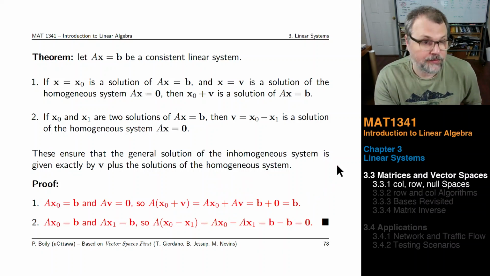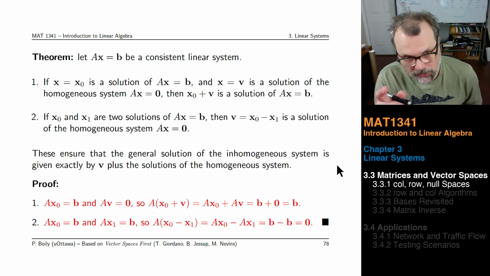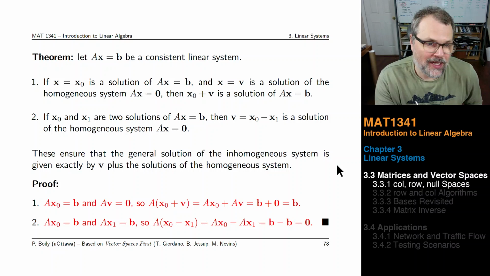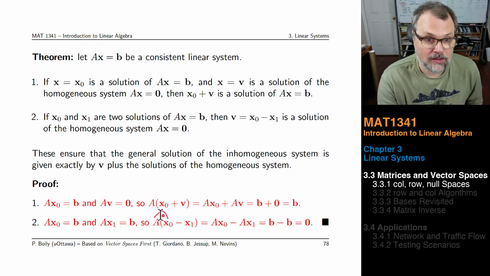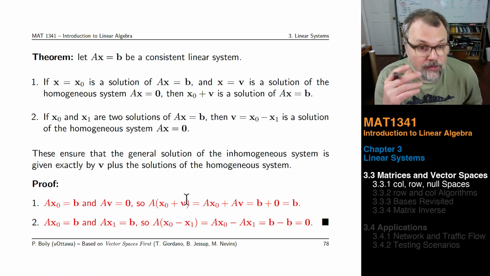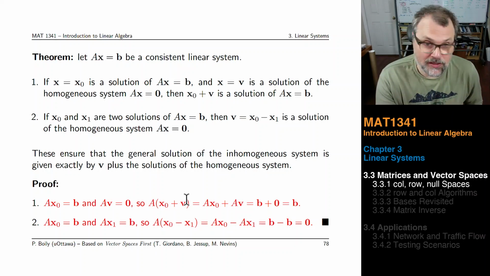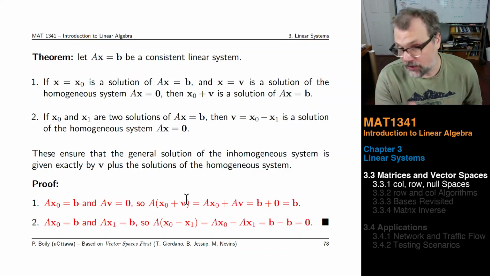In the other case, Ax0 is equal to b, that's the assumption. Ax1 is equal to b as well, also the assumption. So if I look at A of (x0 minus x1), that gives me A x0 minus A x1, again by the distributivity of the matrix product, which is b minus b, which is 0.